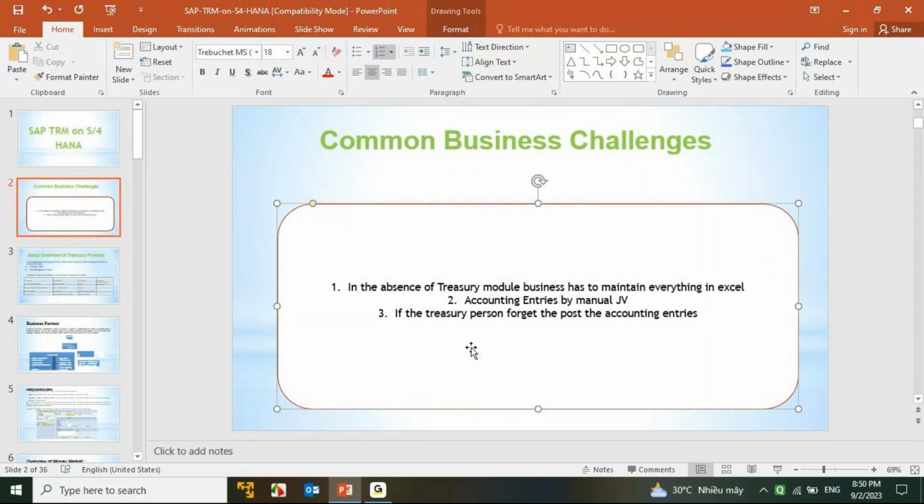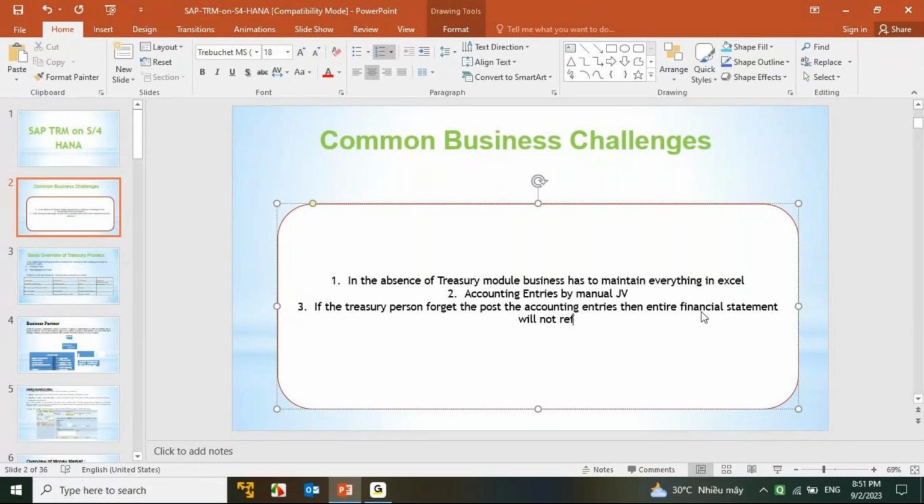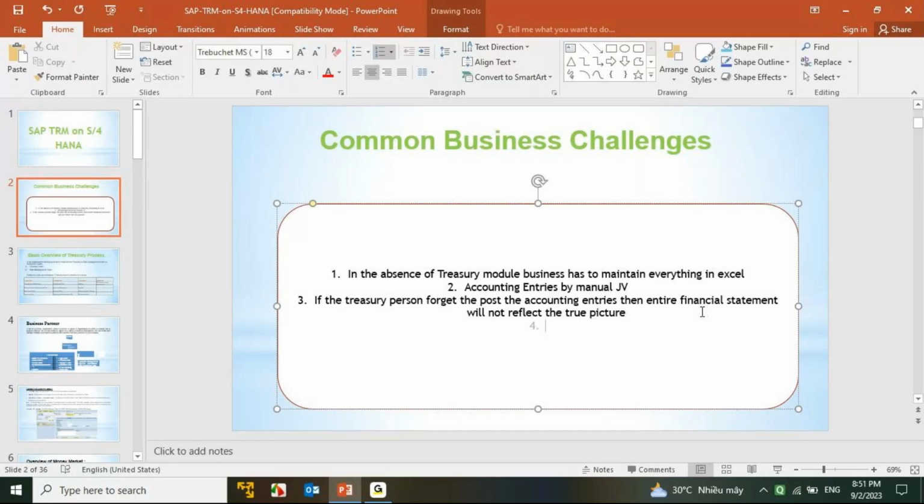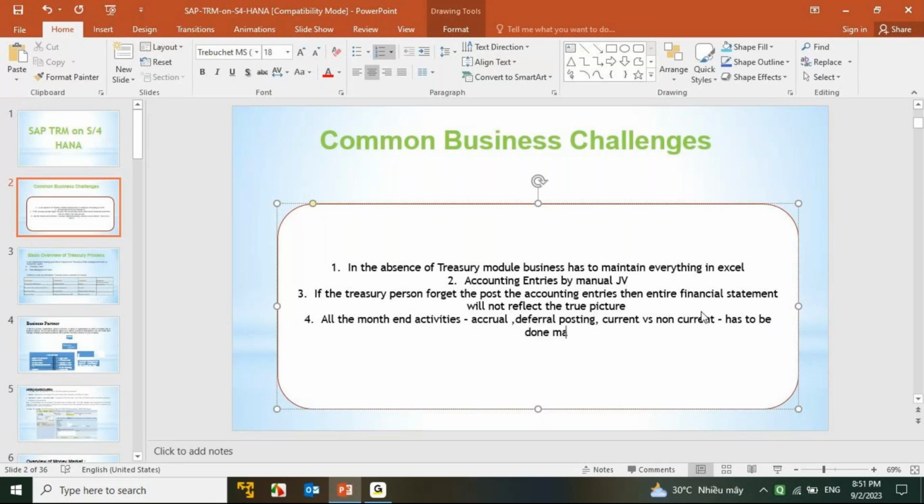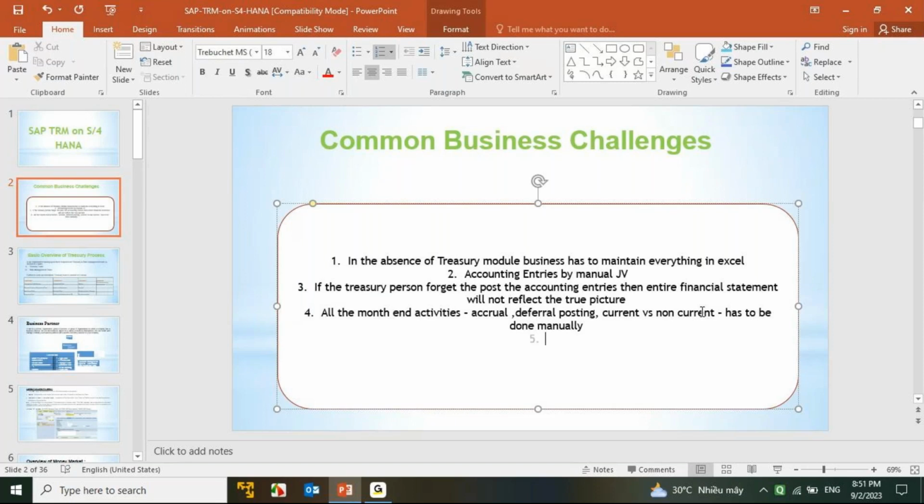If the person forgets to post the entries, then your financial statement will not reflect the true picture. Then all the month end activities, let's say your accrual posting, deferral posting, then your current versus non-current, have to be done manually.